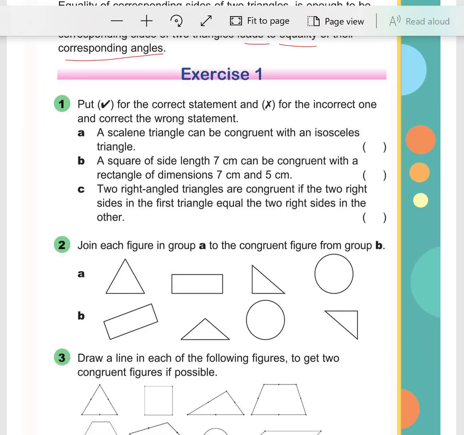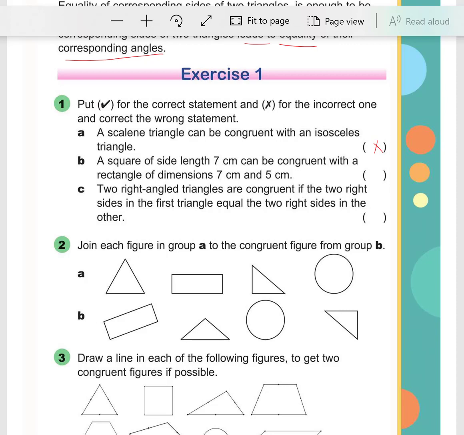Exercise number 1, put true or false and correct the wrong statement. Letter A, a scalene triangle can be congruent with an isosceles triangle. This statement is false.